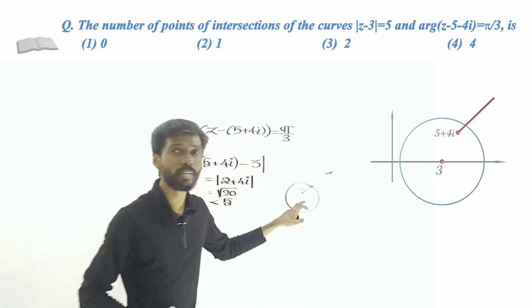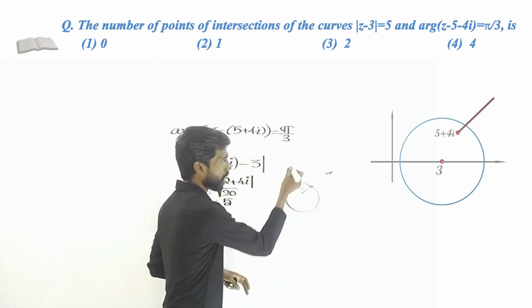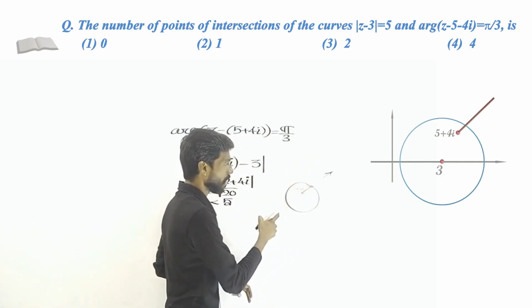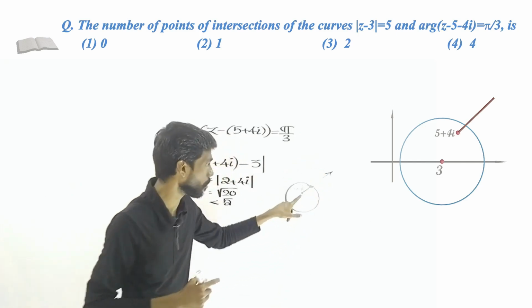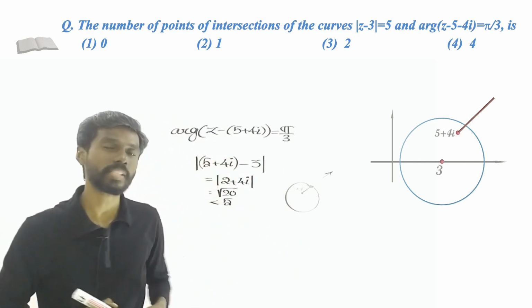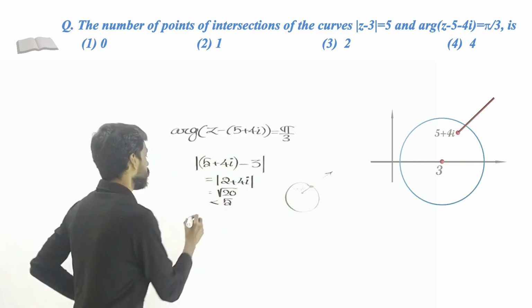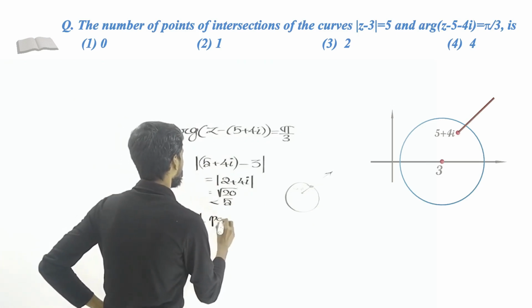So it depends on where the point is, right? If the point is outside, suppose here, the point is here, then it may have no intersection. Or if the point is here, it may have 2 intersections. So it depends on the position of the point 5 plus 4i. But in this case, the point is inside the circle. So that means there is only one point of intersection.